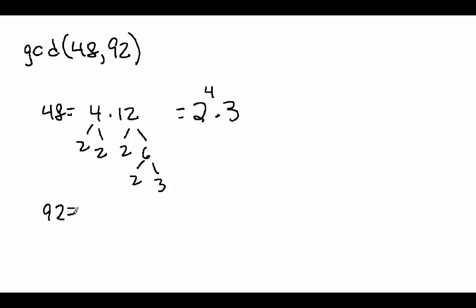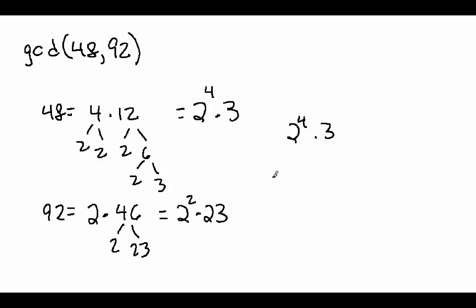92 is equal to, oh, look at this. Okay. That is equal to 2 times 46. Well, 46 is equal to 2 times 23. So this is equal to 2 squared times 23. So I come over here, I've got 2 to the 4th times 3. And over here, I've got 2 squared times 23. Well, the primes that are in common here is just a 2. And the smallest exponent here is a 2. The greatest common divisor here is 4. Okay?